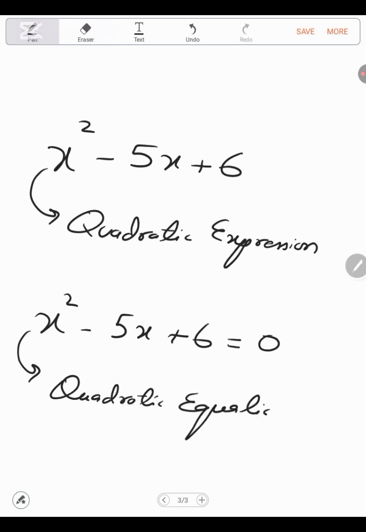Now there are many students who are in their final year of IGCSE or final year of O levels, and they are unaware of the difference between an expression and an equation. So I hope your concept is clear now, that whenever you have an equals to sign and you are equating it with any number or 0, then it's an equation, and if you have no equals to sign, then it's a simple expression.